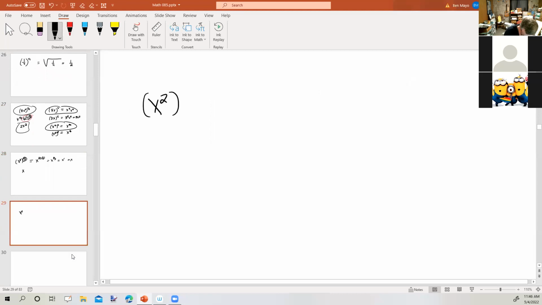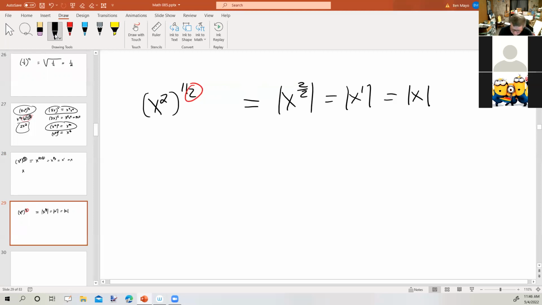x squared to the 1/2 power. So a power raised to a power, you would multiply the exponents. 2 times 1/2 would be 2 halves, which is 1. So we get x. However, we're taking an even root, and we're told that the variable can be any real number. So in this case, I actually need absolute value bars on the answer.